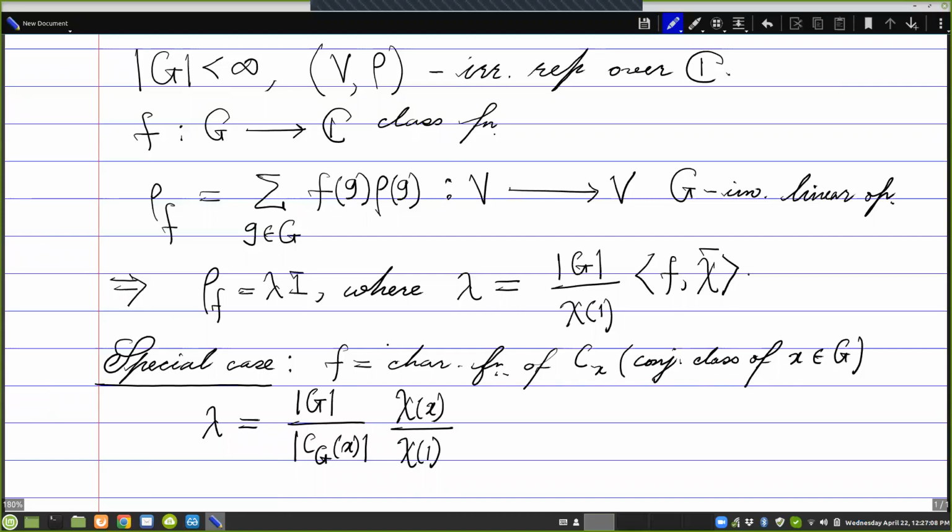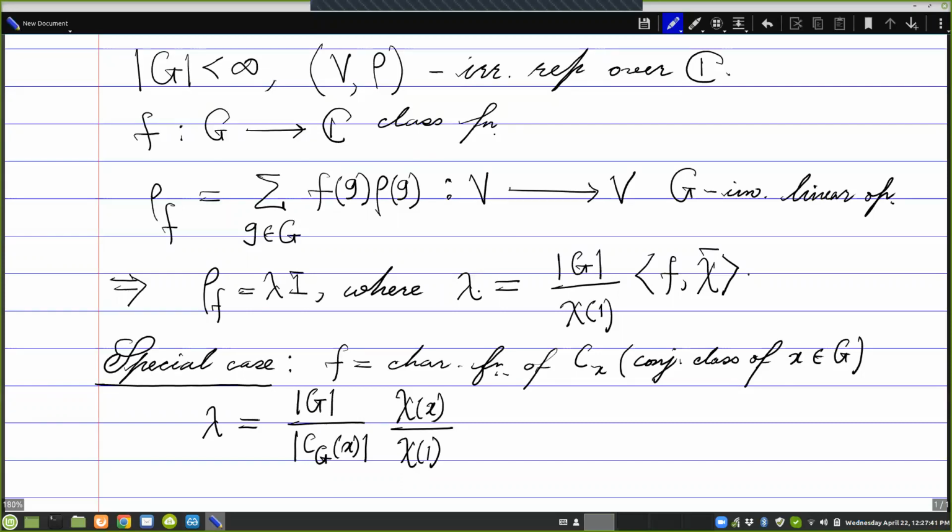This is what we have already discussed: suppose G is a finite group and V is an irreducible complex representation of G, and F is a class function defined over G. Then we define rho F like this, which we have verified to be a G-invariant linear map from V to V. Now using Schur's lemma, we can say rho F has to be a scalar multiple of identity, and the scalar can be computed like this. So this we have seen already in the class.